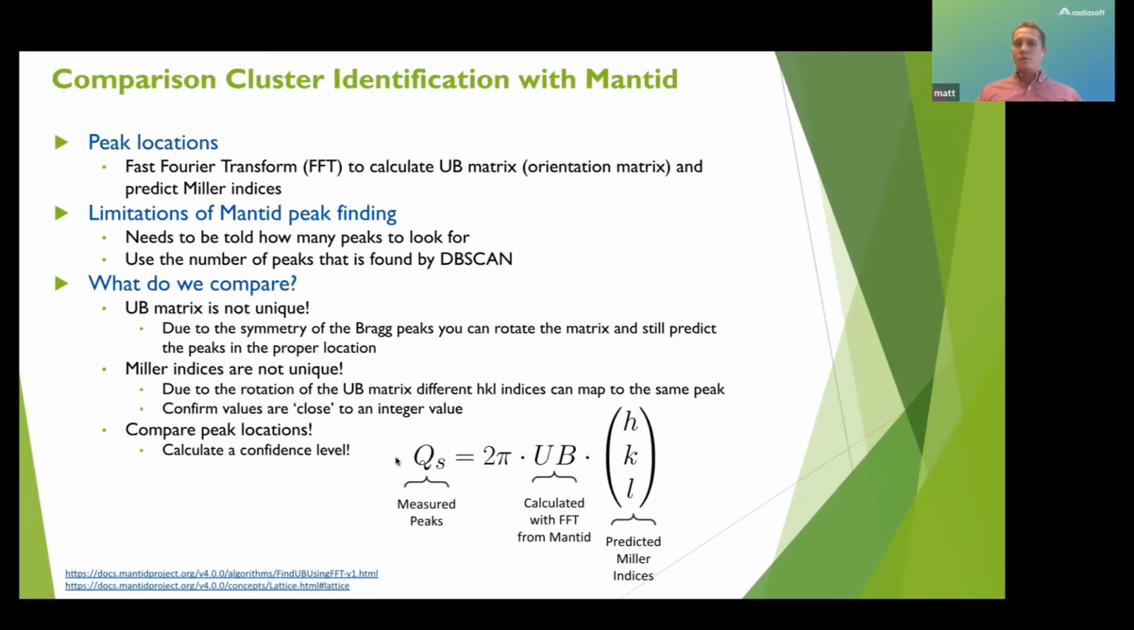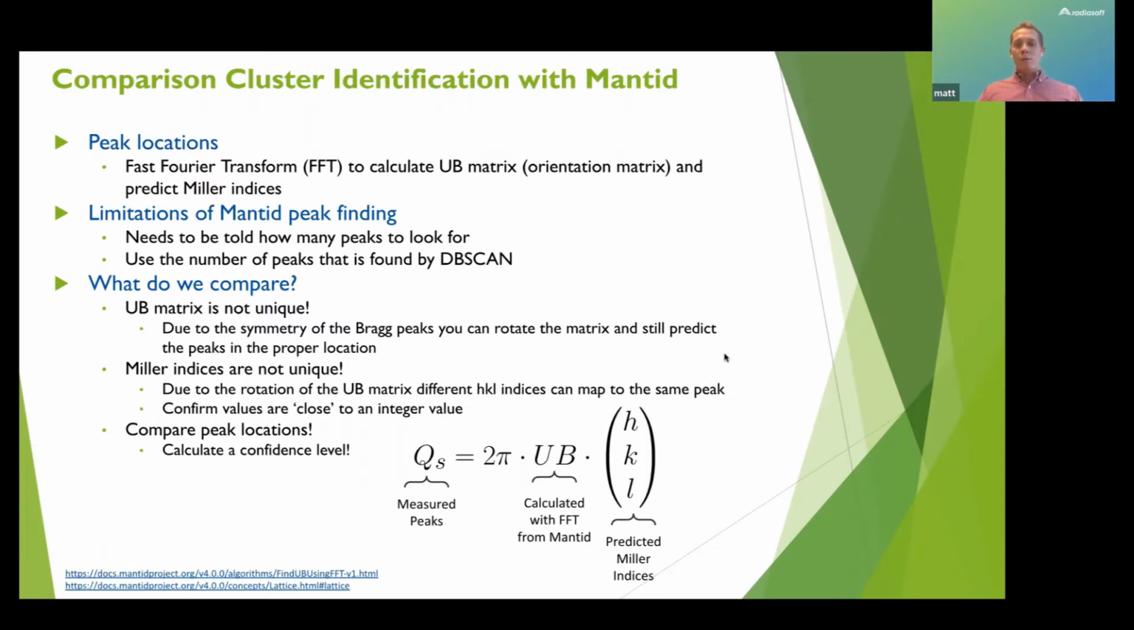Those are all just measured. The machine learning methods will measure them. The Mantid methods will measure them. Those are all just found within the data. You're then able to do a fast Fourier transform, which could calculate this UB matrix. It's really just an orientation matrix for the lattice. And then you can invert this equation, and you can predict what are called Miller indices, and theoretically these should all be integers, but they could definitely have a wide array of values.